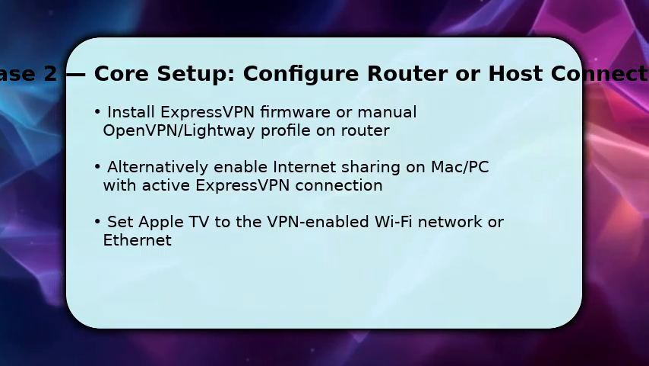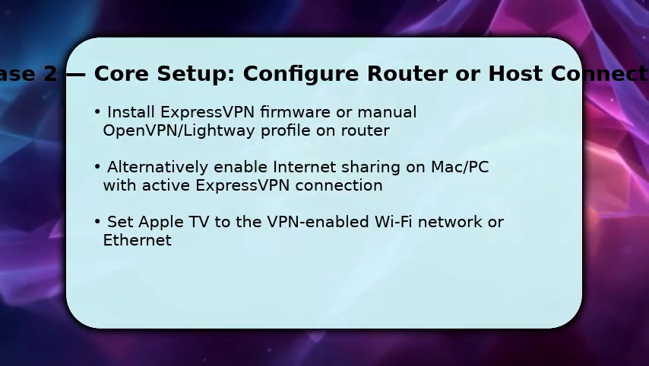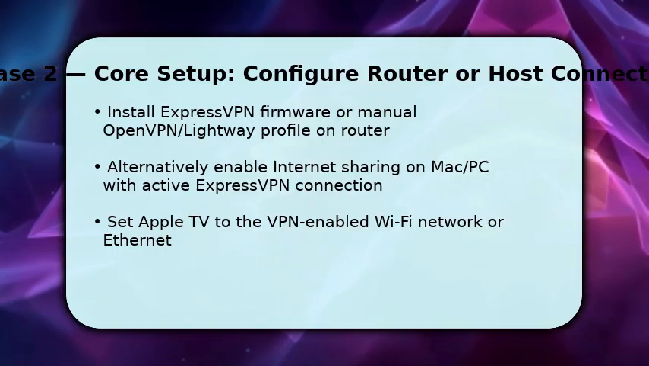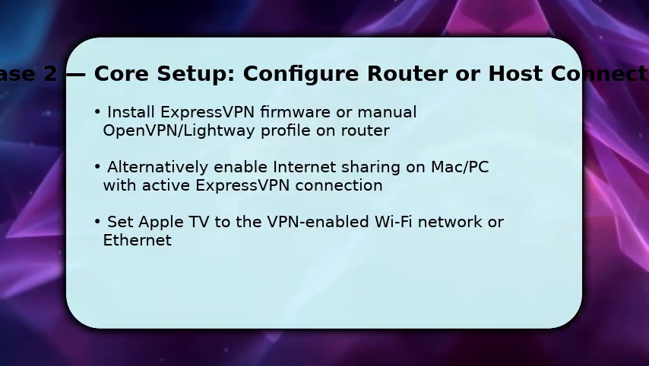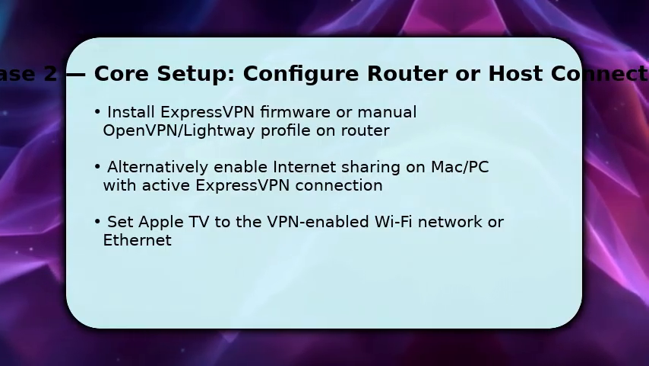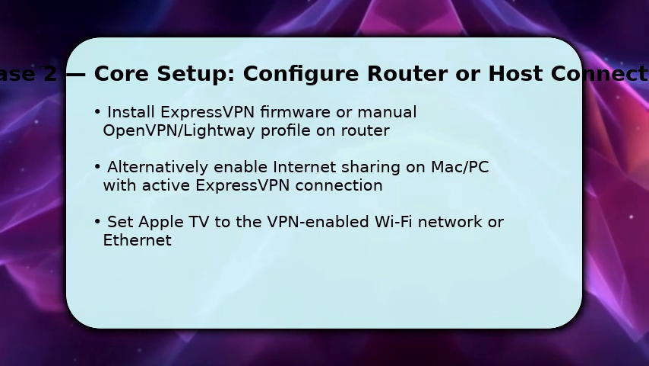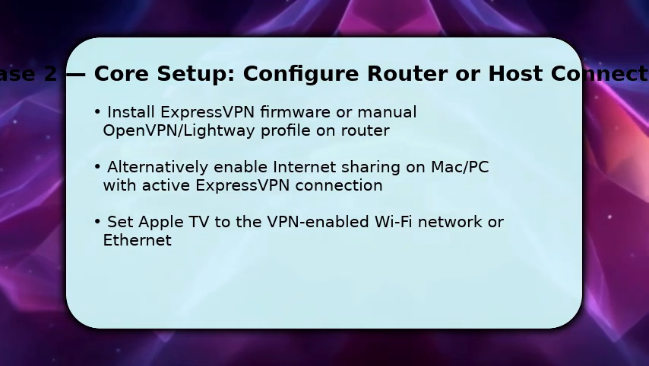If you use a Mac or PC, connect ExpressVPN, enable internet sharing or create a secure hotspot, and route traffic through the VPN interface. Once done, set Apple TV to that wireless network or plug it into the router's LAN. Make sure the Apple TV obtains the correct DNS and test streaming.